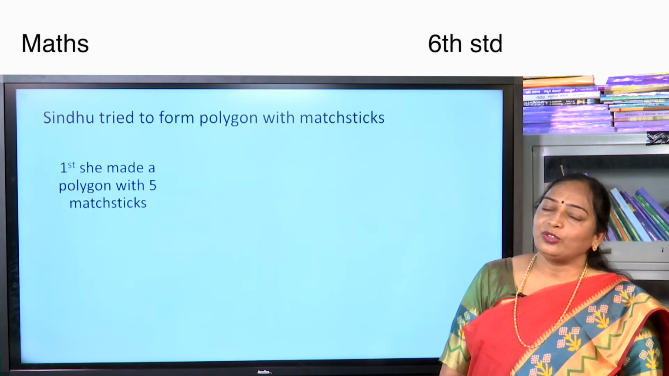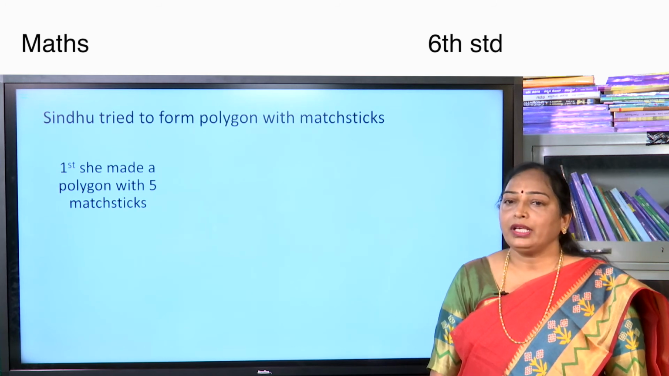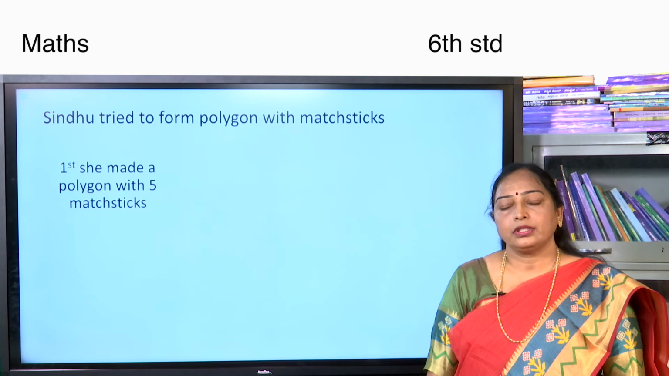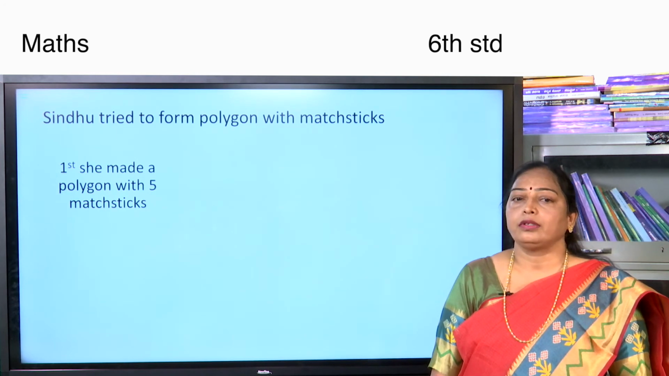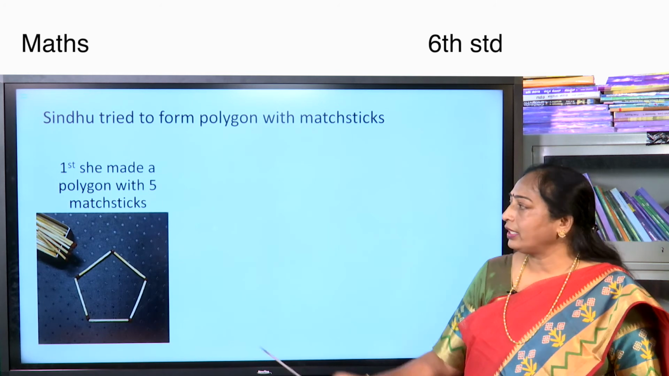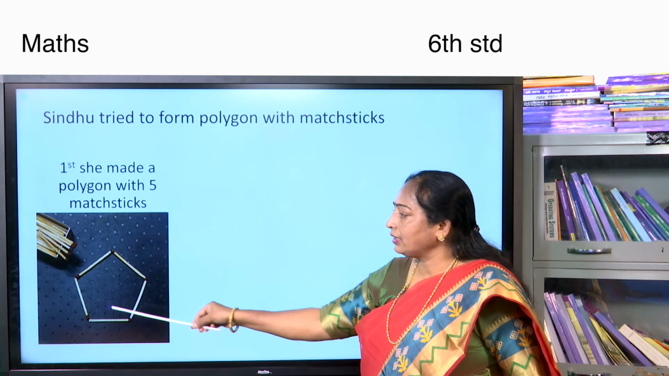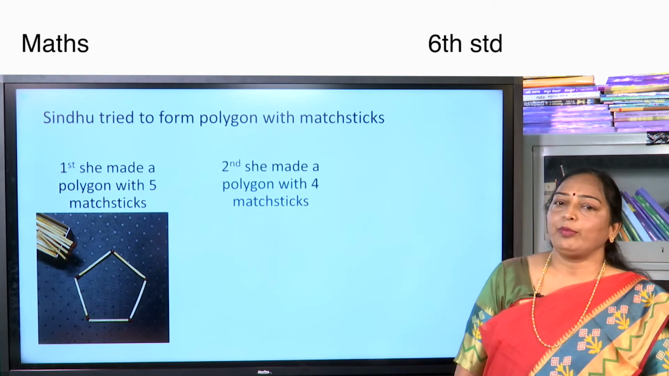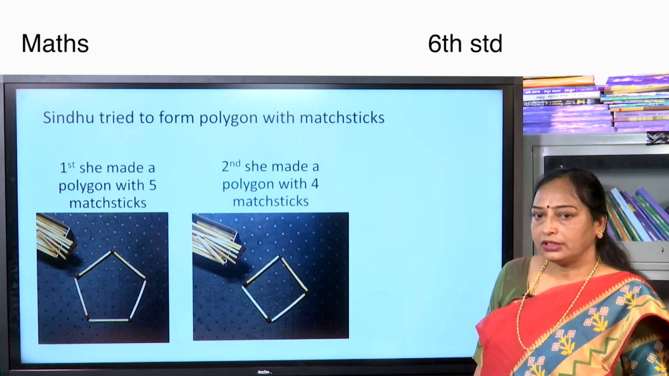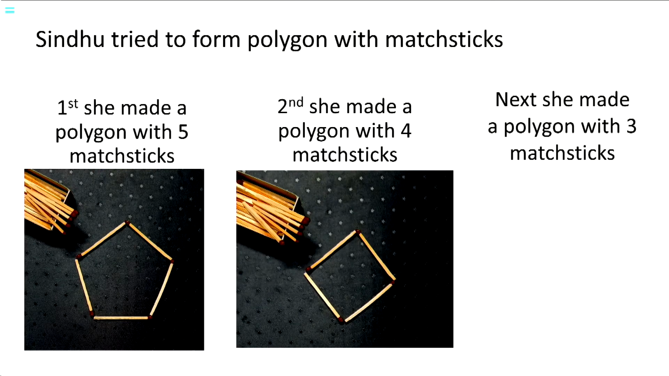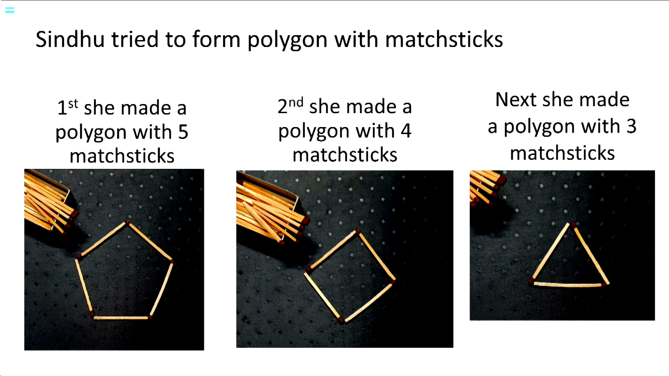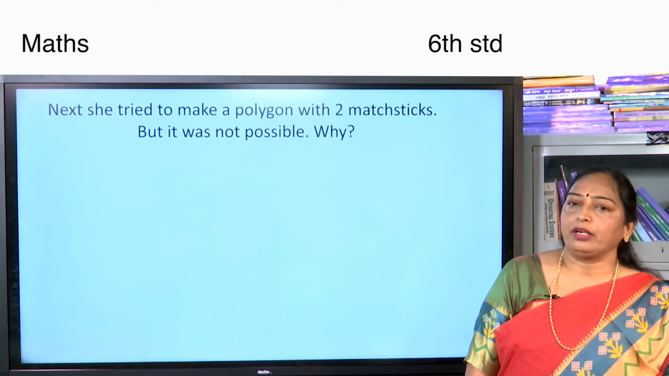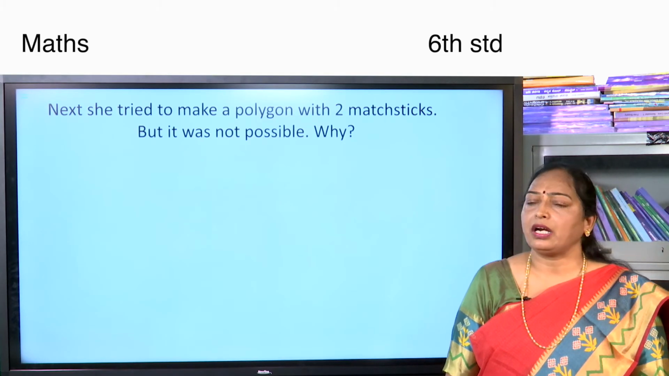My student Sindhu tried to form polygons with matchsticks. She took some matchsticks. First she made a polygon with 5 matchsticks. Look here, she used 5 sticks. It is one type of polygon. Second, she made a polygon with 4 sticks. Next, she made a polygon with 3 matchsticks. We are very familiar with this figure. This is a triangle.